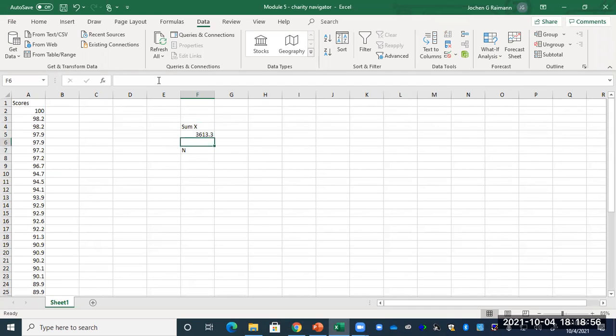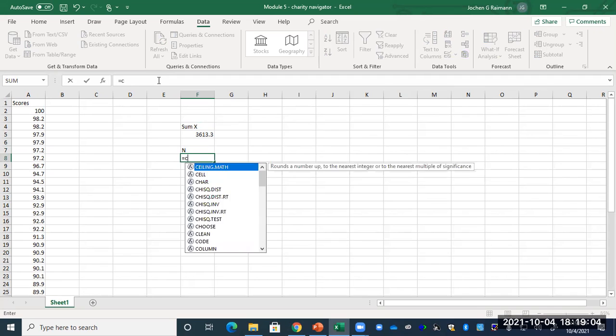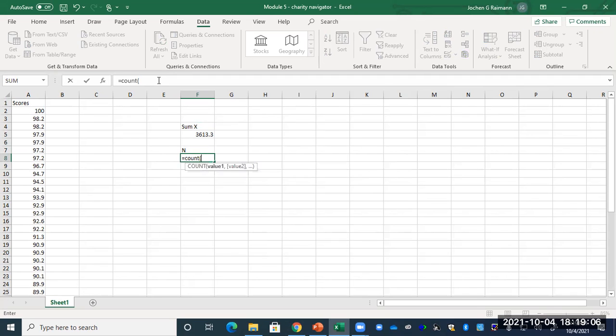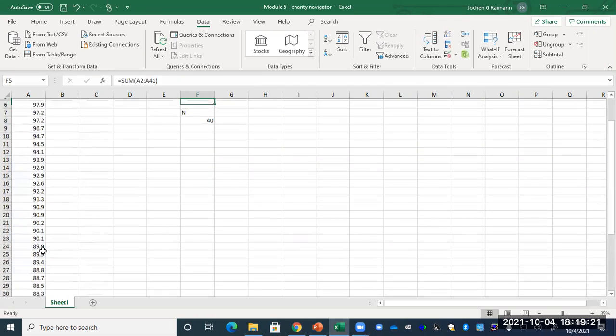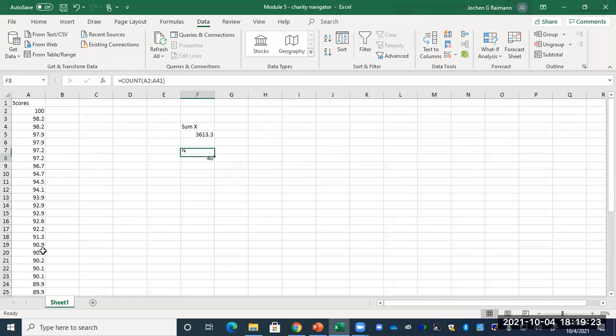Now the n is being calculated with a new function in Excel, which is the so-called count function. Count, and we talked about volcanoes, right? You remember the counts from the volcanoes? So if we do the count, we're counting from A2 to A41. And our count here is 40. With 40 entries, 40 charities were characterized.